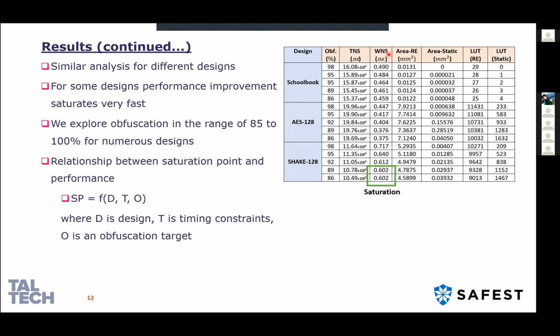We can see that WNS is decreasing as we decrease the obfuscation. This means the performance is also decreasing. If we increase the obfuscation, the performance is also decreasing. And here it saturates and there is no more change in the WNS. So that's why we have explored obfuscation from 85 to 100% for different designs.